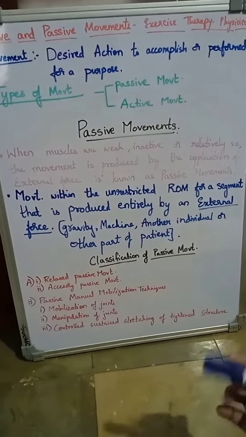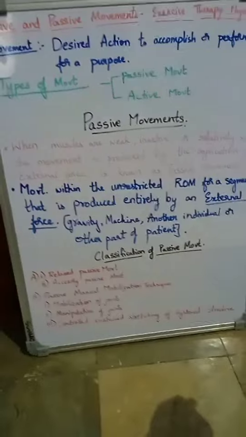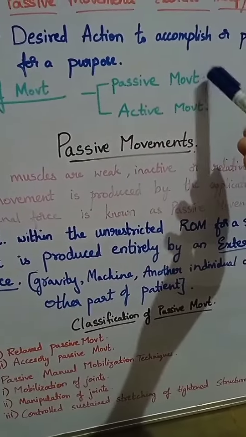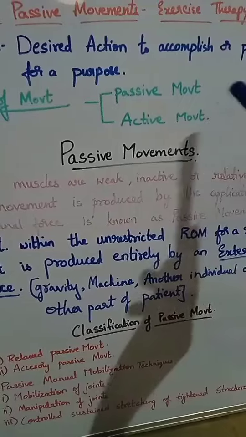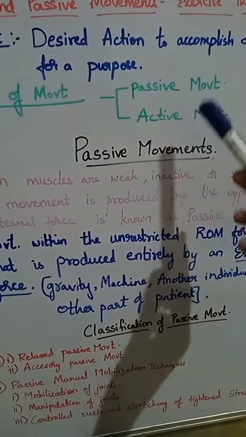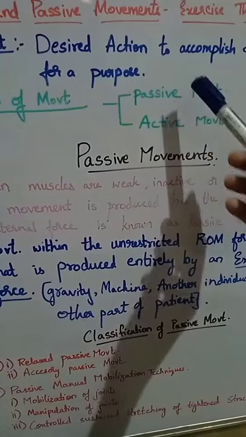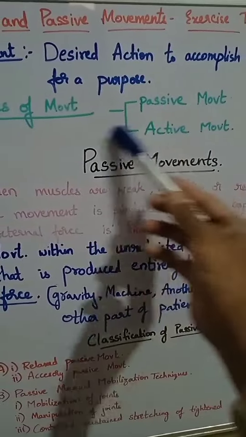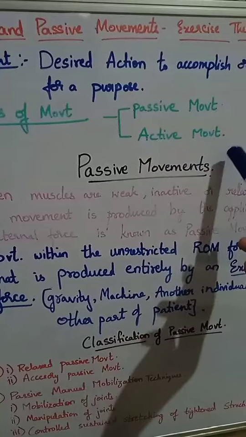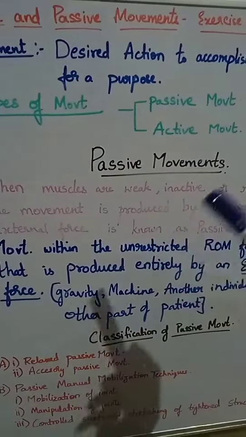So in these movements we have types of movements. What are the types of movement? That is active and passive movement. Passive movements are the movements that are done by an external force. Active movements are done by the patient's or the person's own muscular effort. Today in this video we are going to talk about the passive movements. In the upcoming videos we are going to talk about the active movements and other types of movements.